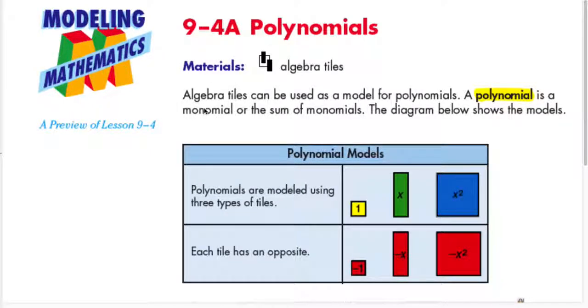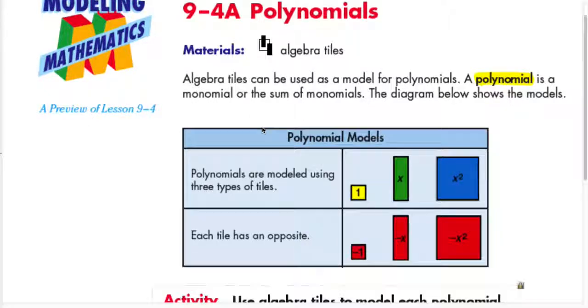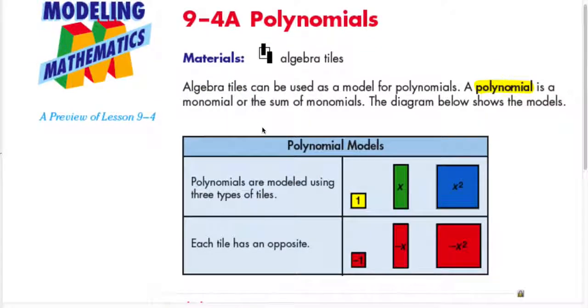Lesson 9-4 Polynomials. Before we go into the lesson proper, let's talk about polynomials with regards to algebra tiles. And before we even do algebra tiles, let's define what a polynomial is. So a polynomial is a monomial or the sum of monomials.